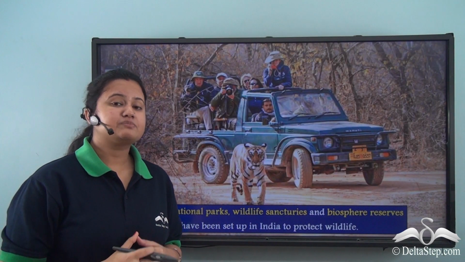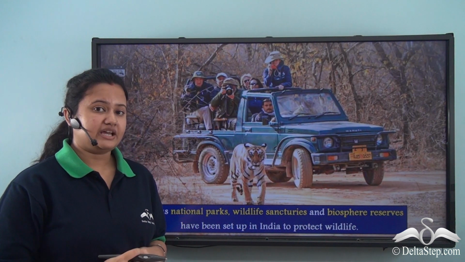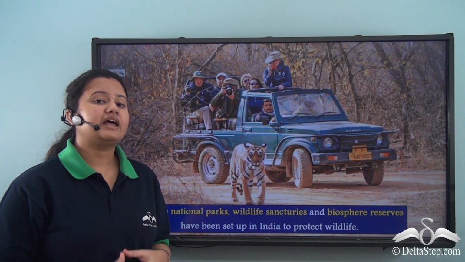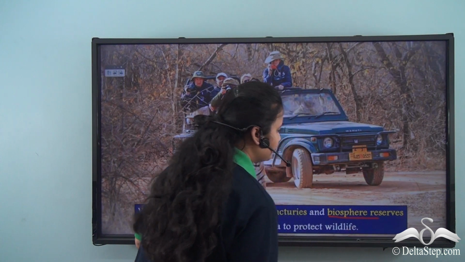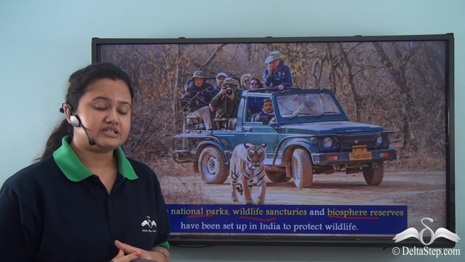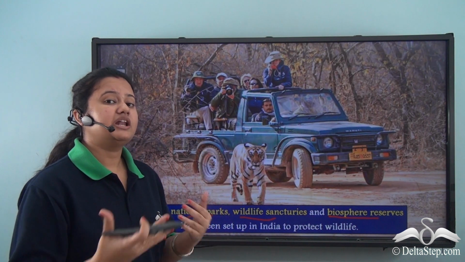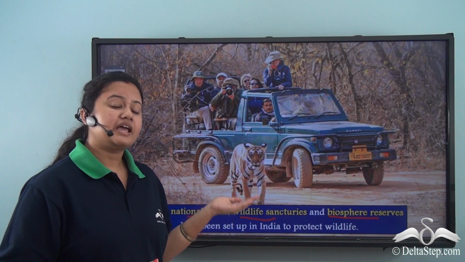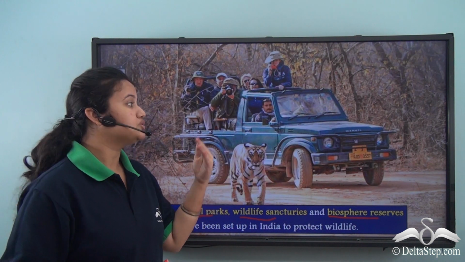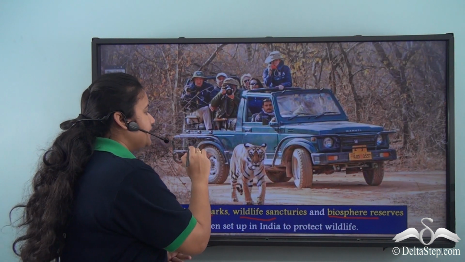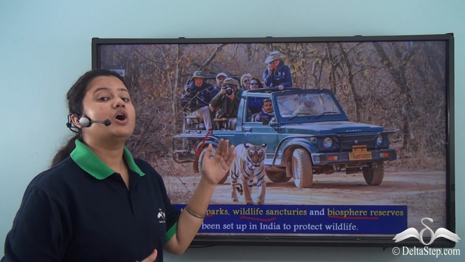Now, just like plants, poor animals also need protection from us. In order to protect the wildlife of India, the government has created many national parks, wildlife sanctuaries, and biosphere reserves. These areas are protected because here the animals live safely in their natural habitat. Also, these areas are not at all secluded from us, rather they are open to visitors. Jeep safari and animal safari is allowed here in order to observe the animals in the wild.